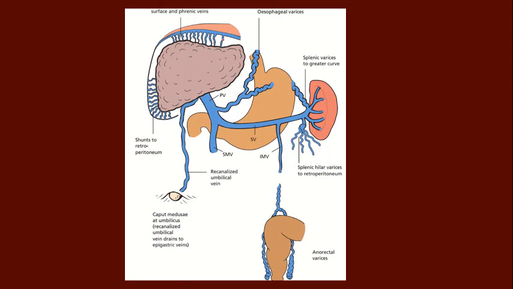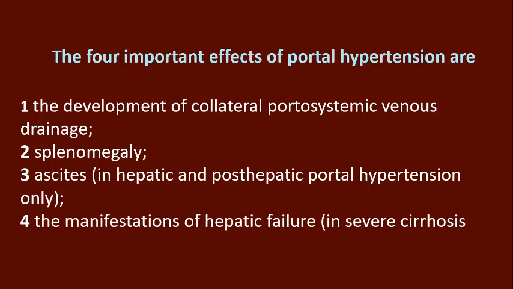There are four important effects of portal hypertension. First, development of collateral portosystemic venous drainage. Second, splenomegaly. Third, ascites in hepatic and post-hepatic portal hypertension only, and then the manifestation of hepatic failure in severe cirrhosis.